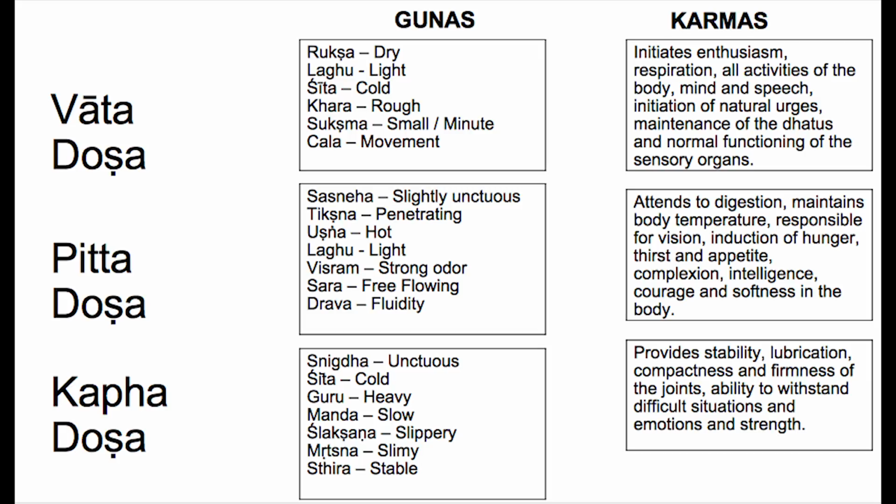The next is the functions or karmas of Kapha dosha. So Kapha produces stability, lubrication, compactness, and firmness of the joints, the ability to withstand difficult situations and emotions, and also it provides strength. So those are the functions of Kapha dosha, again in representation of the elements that it is composed of, the water and the earth element. Those are the grossest of the 5 elements. And so its main function and its main purpose is to provide the actual structures and the physical stability of the body.